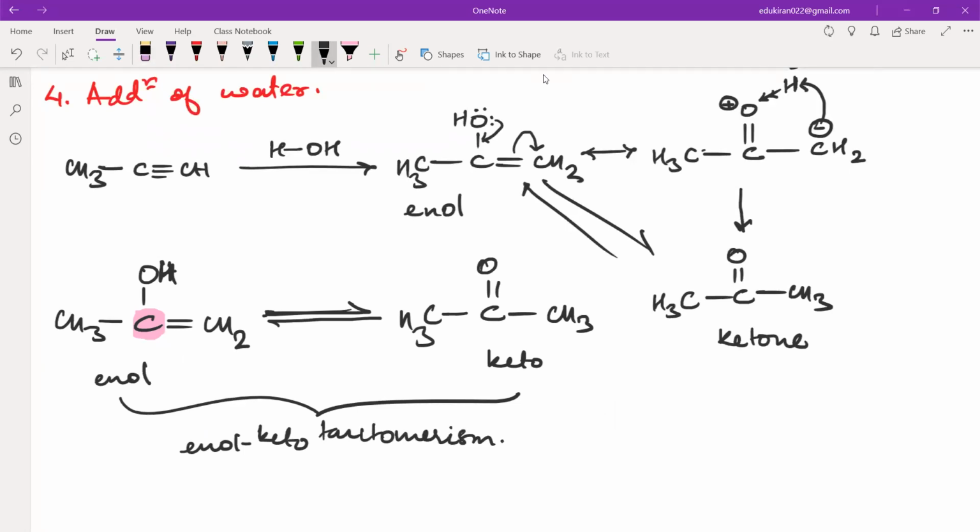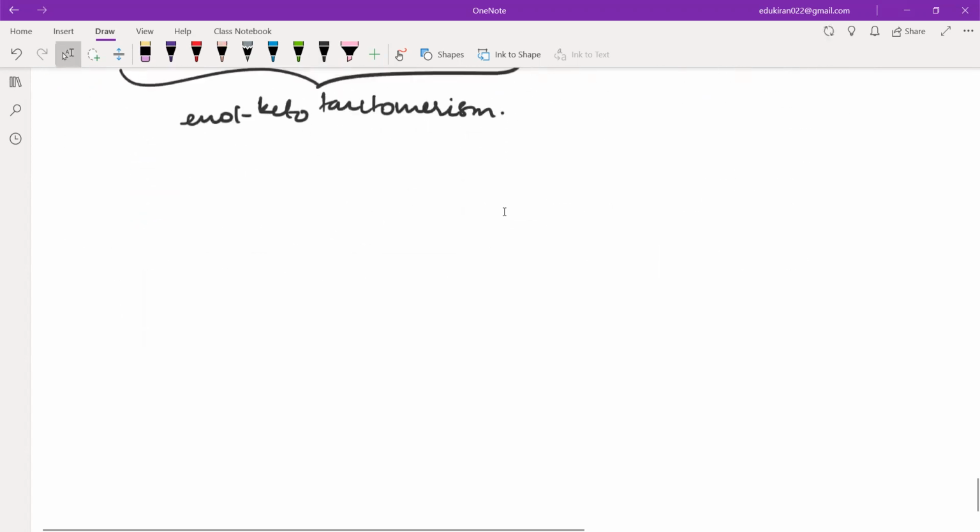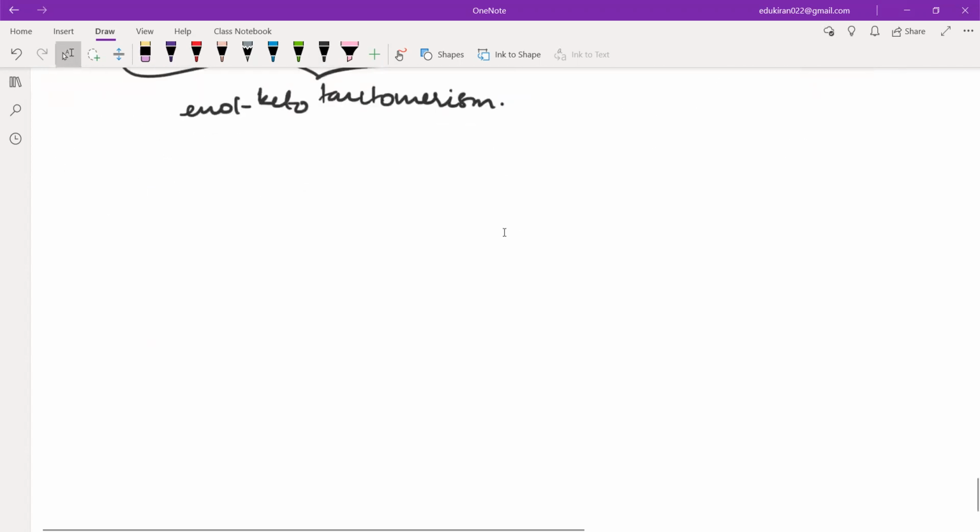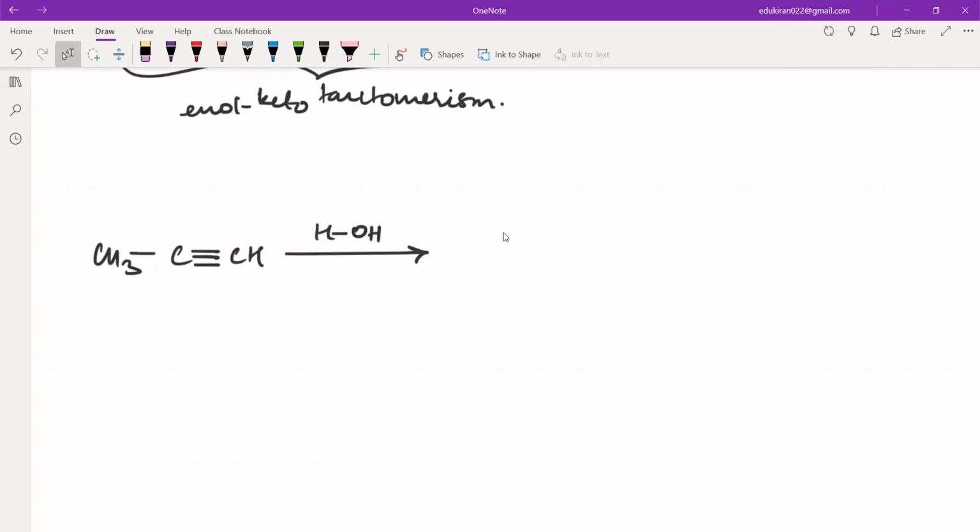Okay, what about others? Khalid, Salman, Hiba, Hamza. You guys understood this? Yes or no? Yes, sir. Understood. Okay, fine. So Shravya, you see, I have CH3, single bond, carbon with a triple bond, CH, and I have added water to it. Clear? Yes or no?